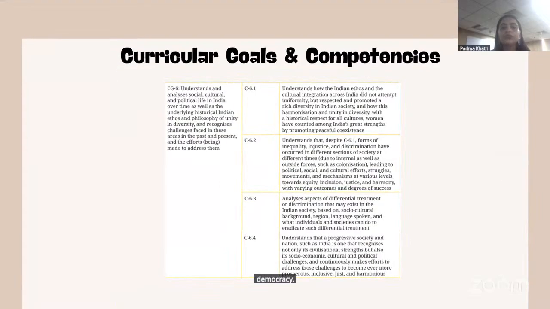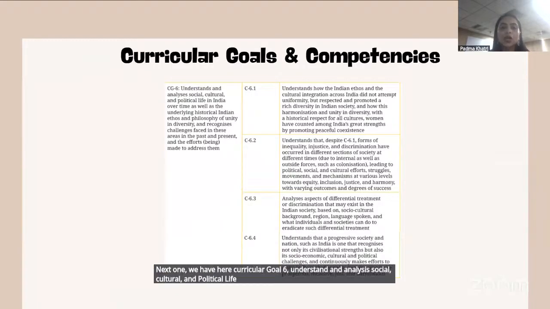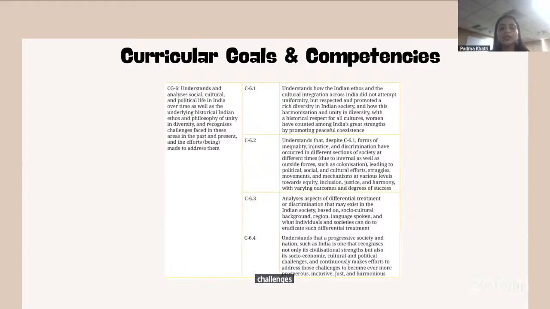Next one we have here, curricular goal 6, understand and analyze social, cultural, and political life in India over time, as well as underlying historical Indian ethos and philosophy of unity and diversity, and recognizes challenges faced in these areas in the past and present, and the efforts being made to address them.